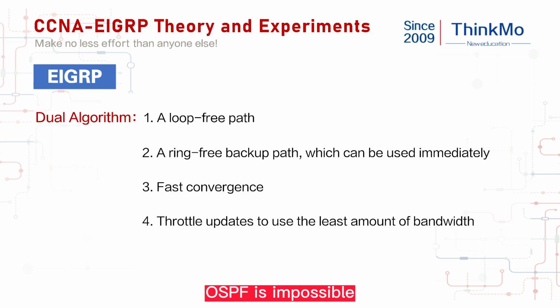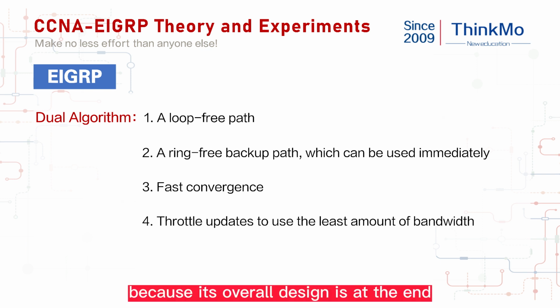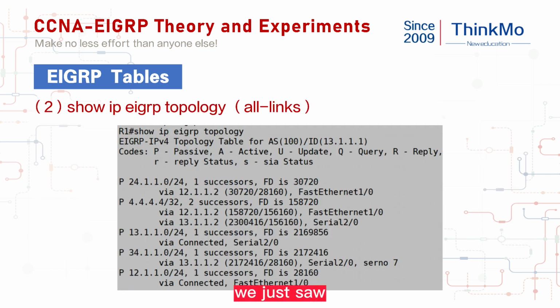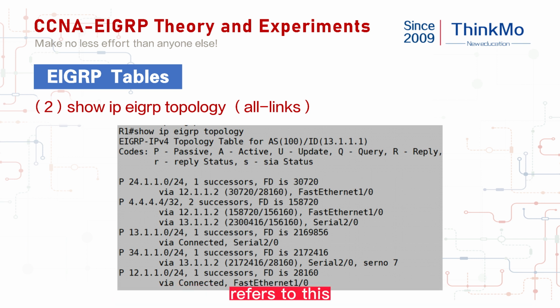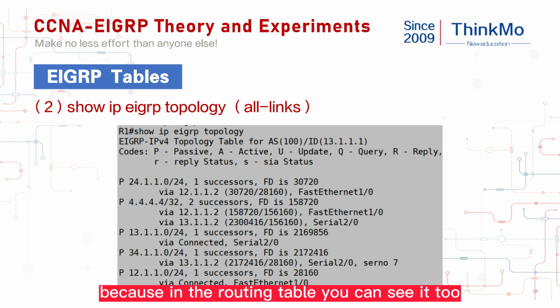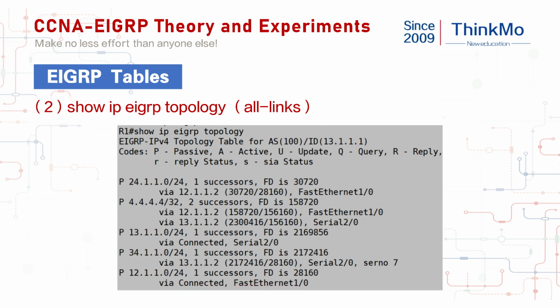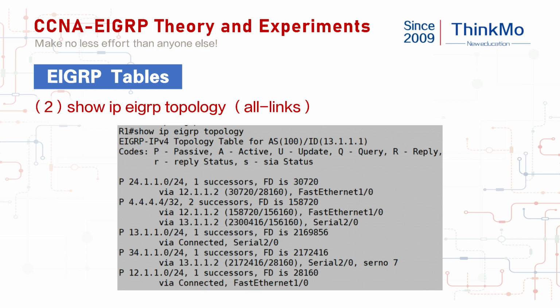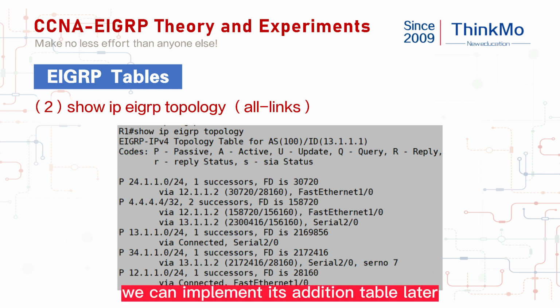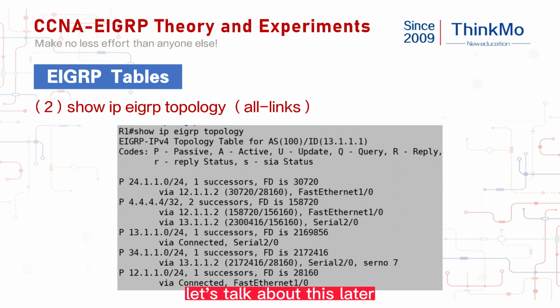OSPF is impossible. How to meet the conditions? This has to wait till the end, because its overall design is at the end. We just saw there are 2 next hops in the topology table. Refers to this. The one above will be the main line, into the routing table. Because in the routing table you can see it too. That for now. It also appears in the topology table. We can implement its addition table later. Let's talk about this later.